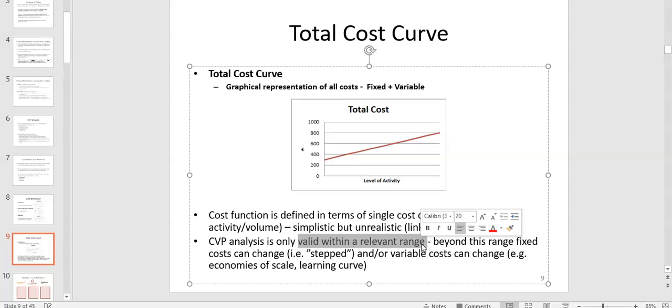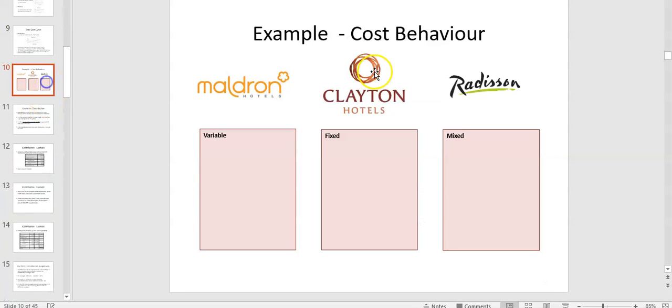So it's important to realize that this CVP analysis does come with a set of assumptions. Now, one activity I always get students to think about is hotels. What are the types of cost behavior that you might have in terms of variable, fixed, and mixed? Well, for example, your variable costs, that'd be the cleaning per room, right?